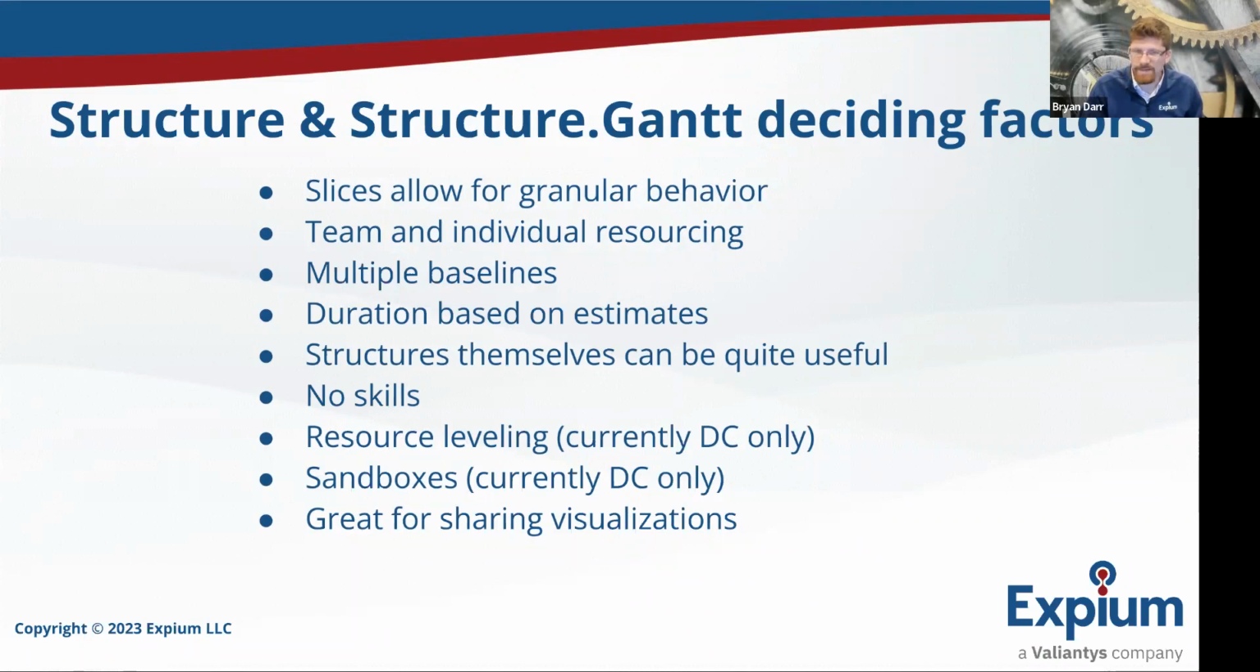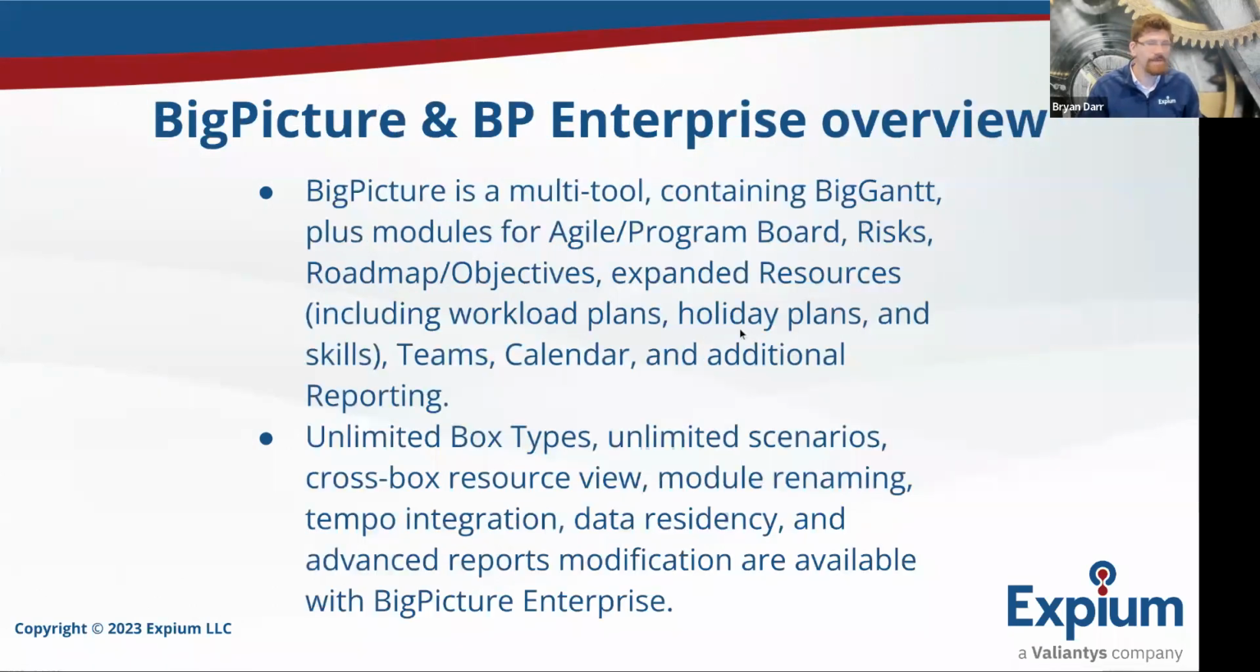All right, on to big picture. Where am I in my notes? There we go. All right, big picture. Another app you can use. Big picture is a multi-tool, like a Swiss Army knife, if you're familiar with that reference. It contains big Gantt, plus modules for agile and program boards, risk management, roadmaps and objectives, advanced resource management, team management, and calendaring. And there's even some additional reporting in big picture. It provides a lot.